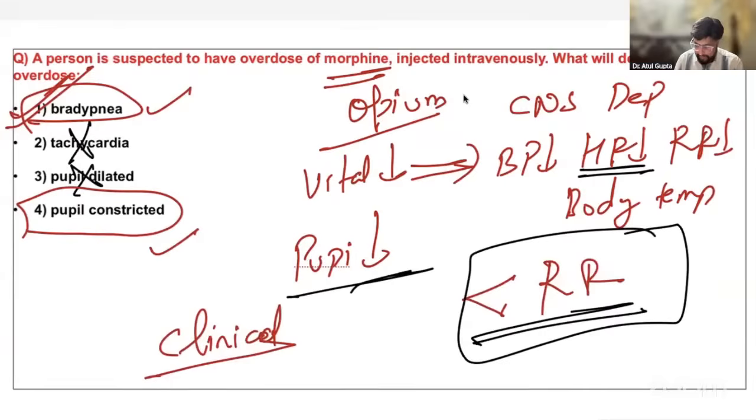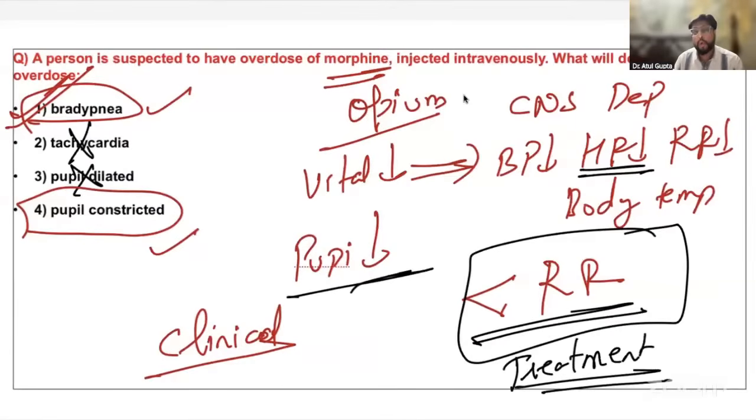If you remember in the class, I say whenever you see a respiratory rate very low, like less than 10, always think of opioid because the treatment is guided by the respiratory rate. If the respiratory rate is too low, the patient may require ventilatory support. So the answer becomes bradypnea. Pupil constricted, miosis, was not in the options.